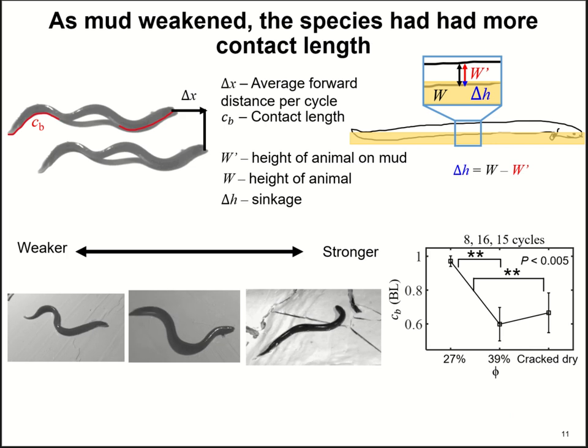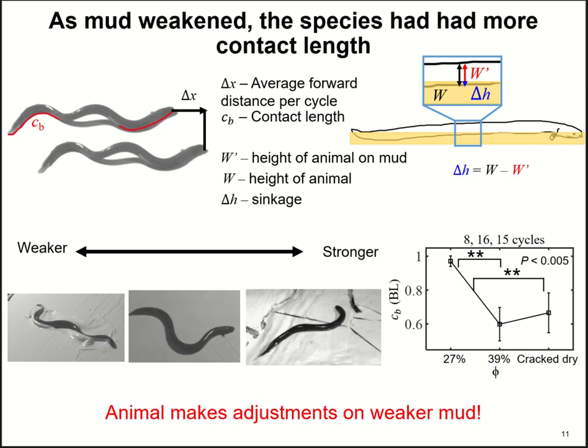We then measured the contact length of the animal, which is denoted by the red curve, and is defined as the length of the animal in contact with the mud with respect to the body length of the animal. From this figure, you can see that as the mud got weaker, the animal had increased contact length, which means that the animal started to make more adjustments on weaker mud.